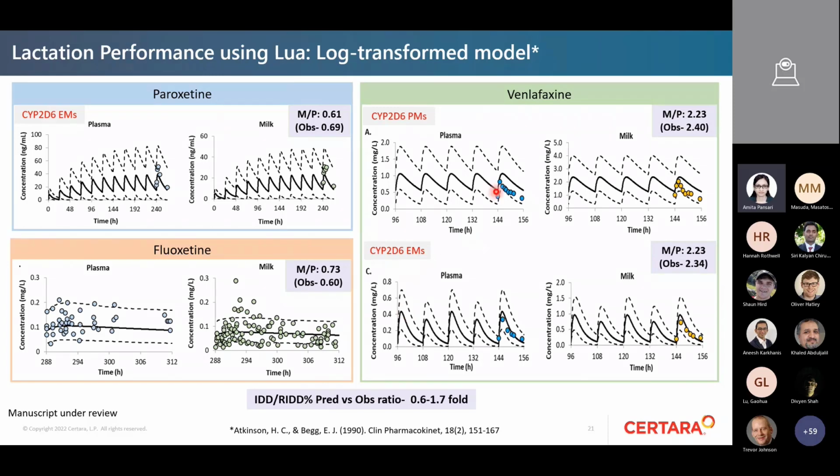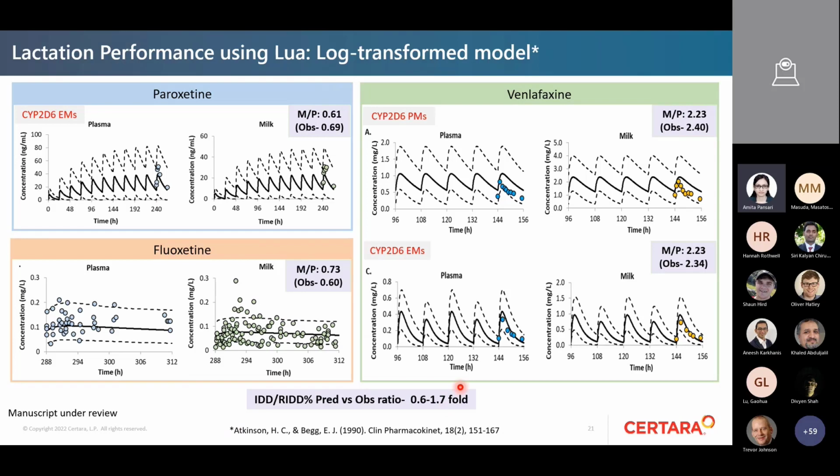we looked into the clinical data provided here, between the extensive metabolizer and the poor metabolizer, and how it might affect the overall milk exposure. And you can see with this model as well, the overall drug effect that you see here, the MP ratios were higher in the poor metabolizer, and the predicted exposure is close to the observed one for the milk side as well.